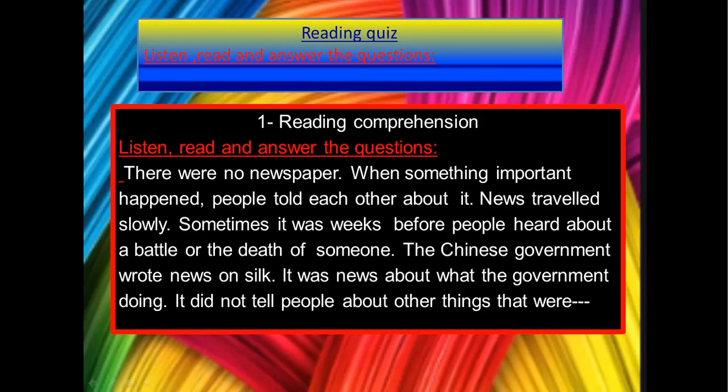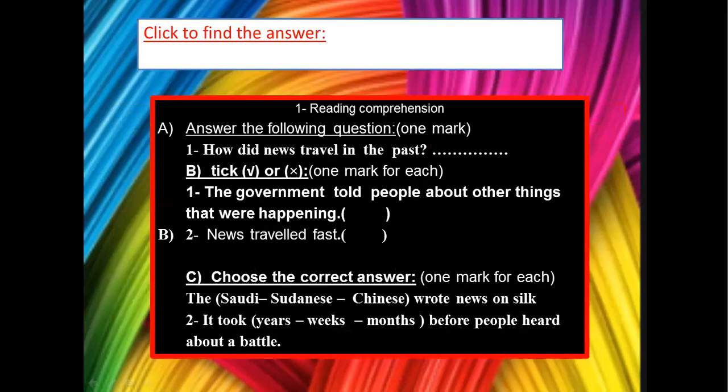I quote this part from the text. I'm going to ask about this part only, and then we'll have more activities about the different parts. Answer the following questions. One mark. How did news travel in the past? Think. By telling. People used to tell each other about what happened. And we can imagine this, of course. People didn't have any ways of communication like telephones or radios, because we are talking about a very far past, 2,000 years ago.